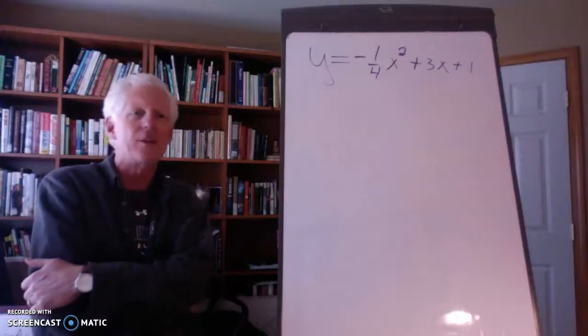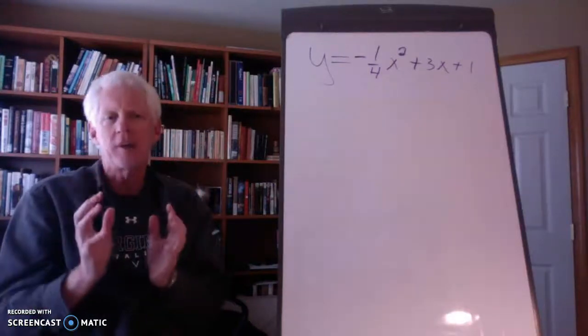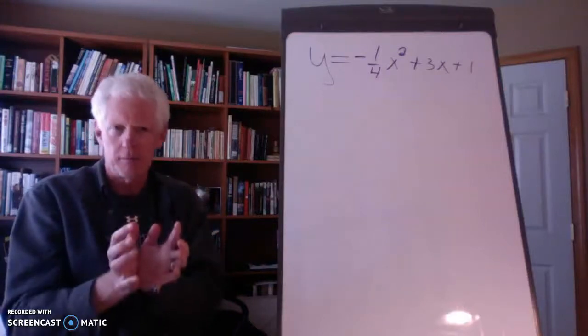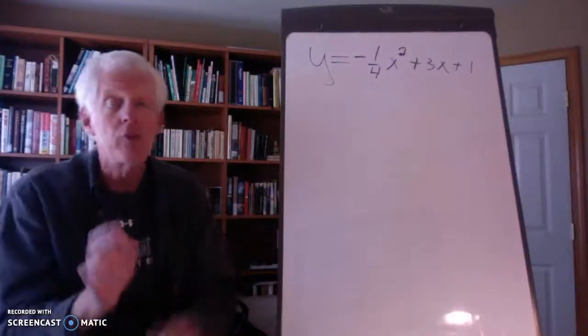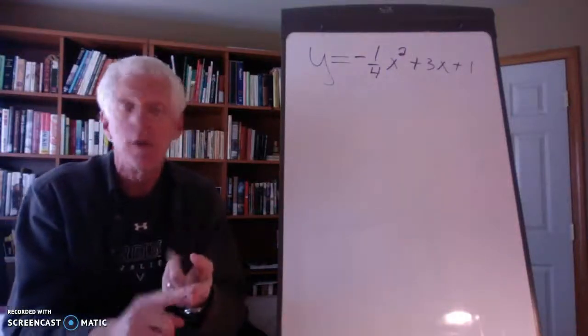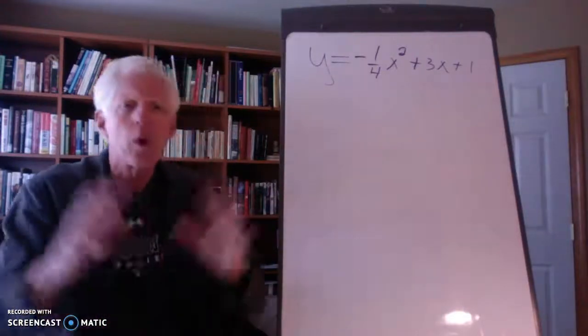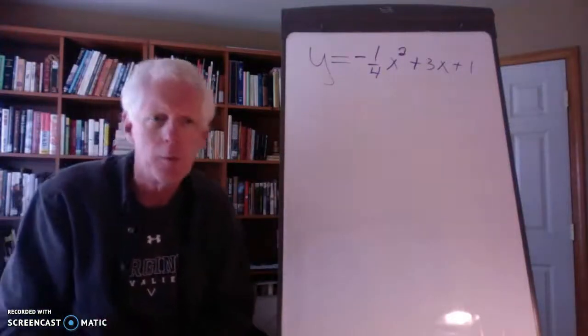So what we're trying to do is find whether it has a minimum or maximum value. To do that, we need to find the axis of symmetry. Now, this has a couple of problems, and that's why I want you to try this one. It's got a negative number, it's got a fraction, but you can deal with those. But first things first, what are we trying to find? We're trying to find the maximum or minimum value.